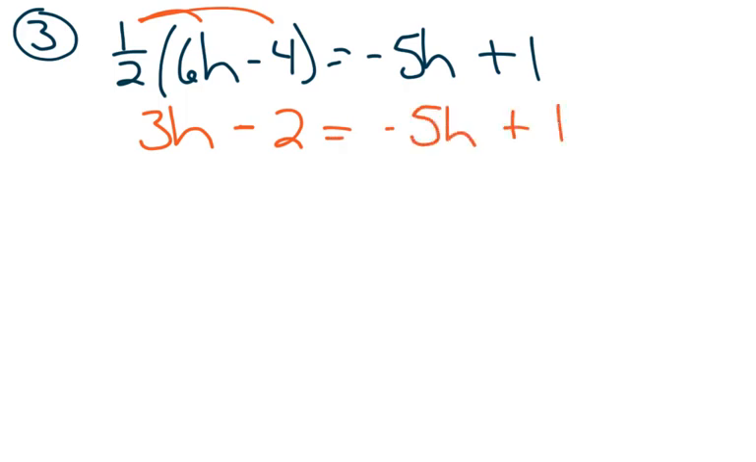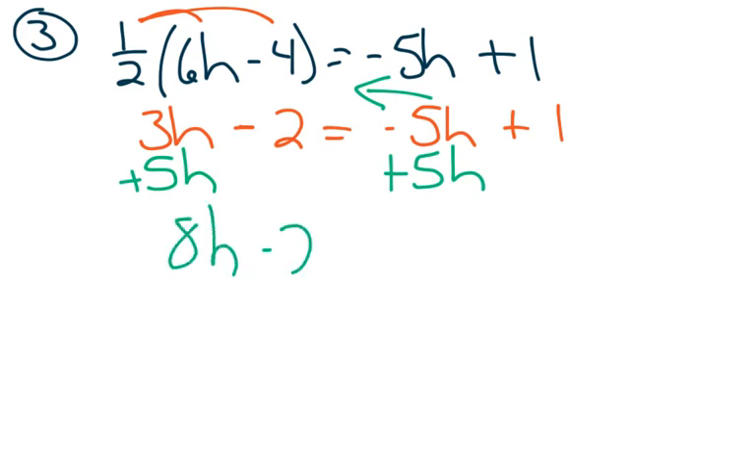Now, again, you need to make a choice. Do you want to put the variable on the right or the left? Most people choose to put the variable on the left. They take that -5h and move it over to the left-hand side. This is -5h, so to make that 0, we need to add 5h to both sides. 3h plus 5h is 8h. Still have -2. Those cancel out, and I can just make that 1.